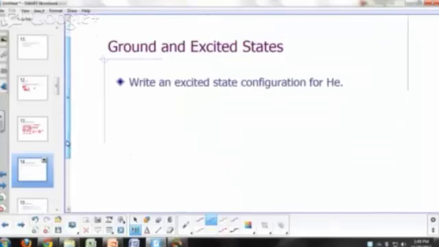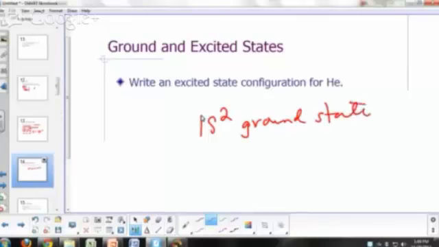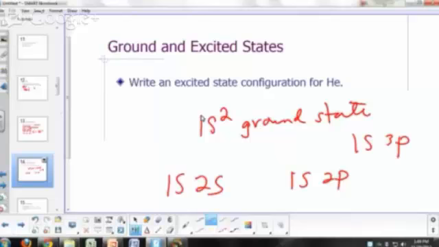What's an excited configuration for helium? You can write 1s2 as the ground state, right? Because you can put as many as 2 electrons in the 1s orbital. So what's an example of an excited state? Like 1s1, 2s1, or you can have 1s1, 2p1 or 1s1, 3p1. So if you don't put everything in the 1s orbital, the lowest possible energy orbital, then you have an excited state.